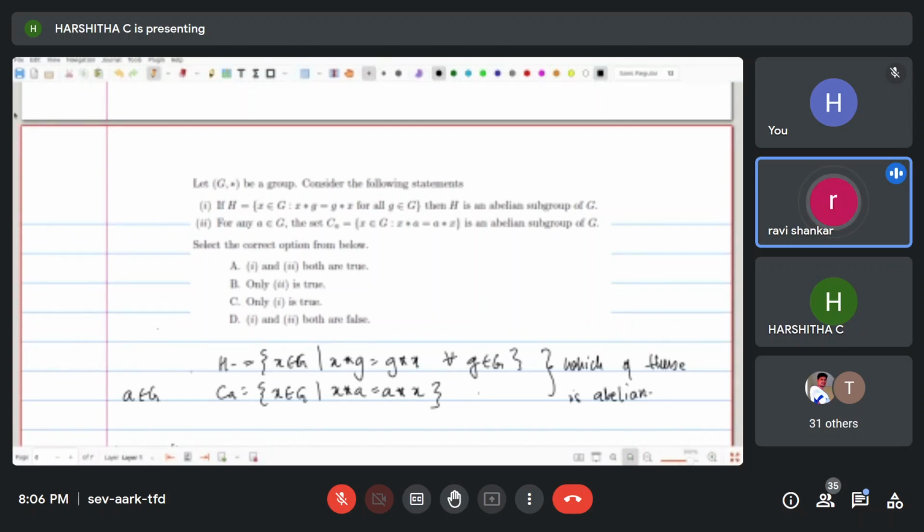Ma'am, there can be more than one centralizer in a group. Yeah, the centralizer is dependent on an element. So you choose an element and you're talking about the centralizer of that element. So of course, if you choose different elements, you may get different centralizers.